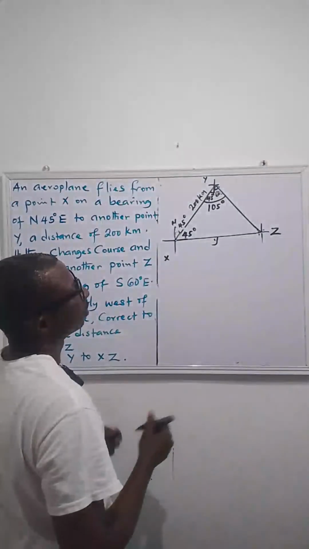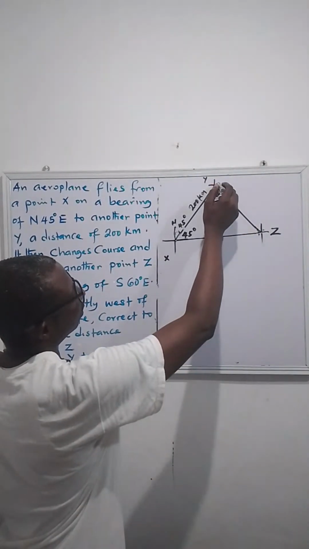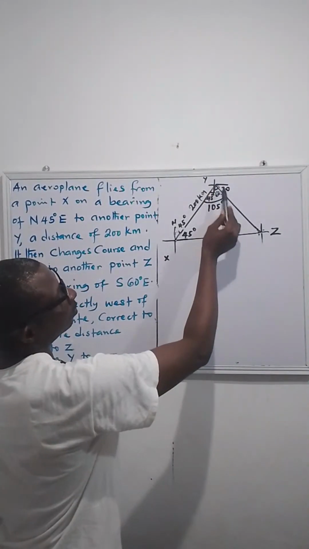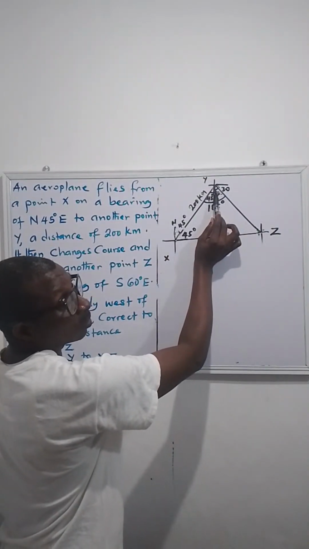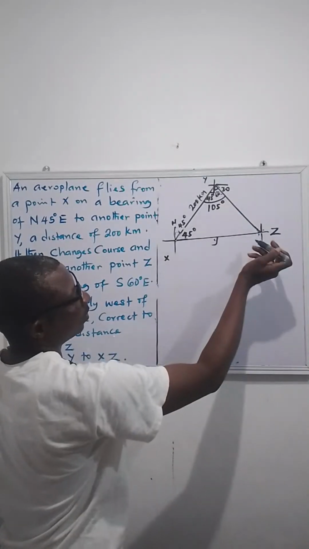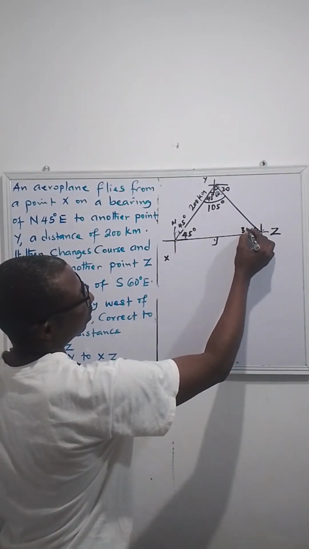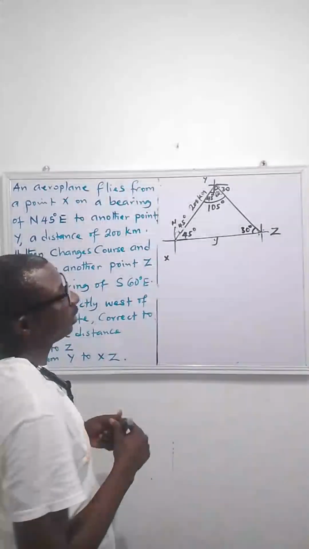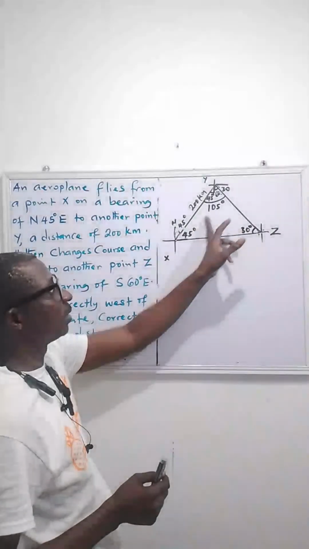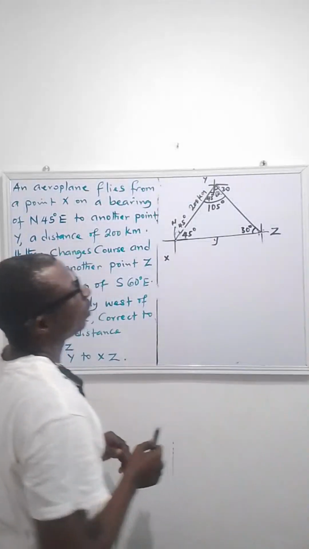This angle here is 30, because this small angle here is 60, and 60 plus 30 is 90. So the angle here is 30 degrees. By the time you add the three angles together, it should give you 180 degrees. So now, what formula are we using?